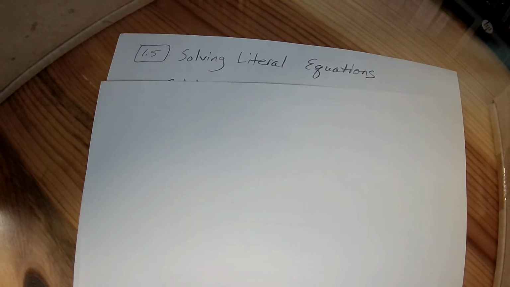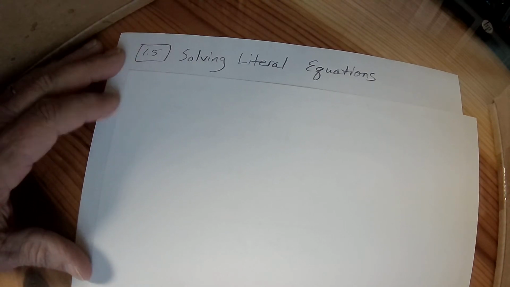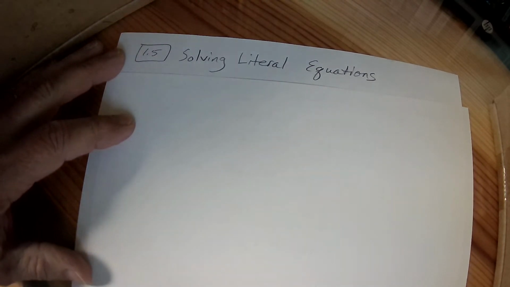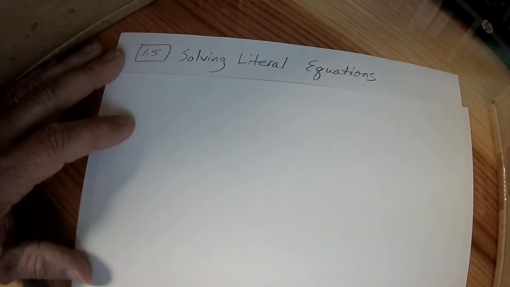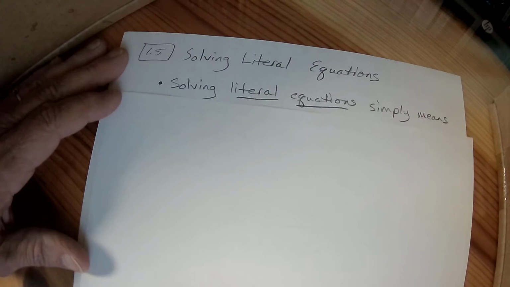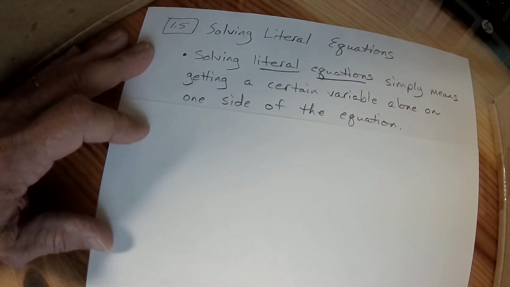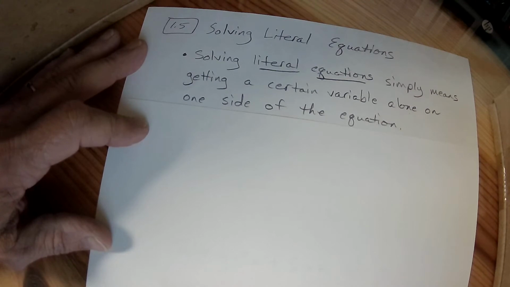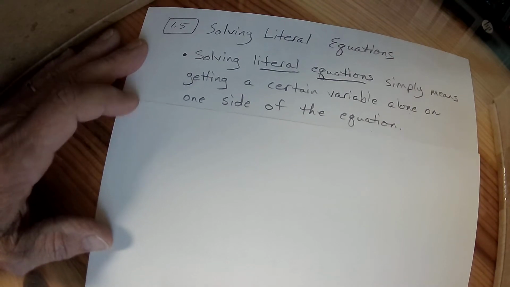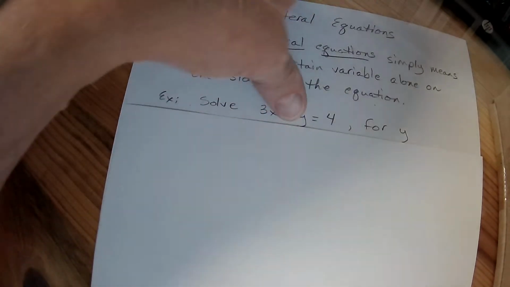Alright, so now we're going to do section 1.5, which is solving literal equations. So a literal equation is just an equation that has two or more variables in it. And solving literal equations just means that you're getting a certain variable alone on one side of the equation. So let's just dive into some examples here.